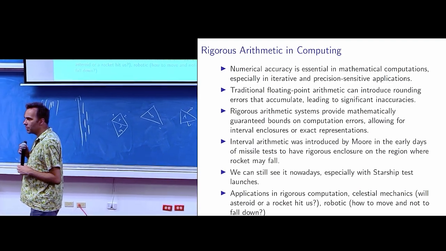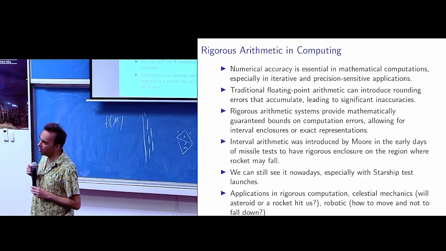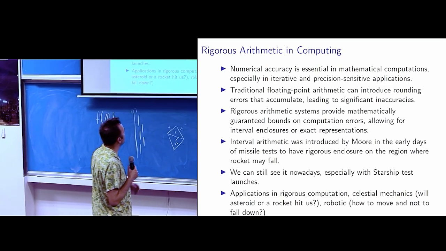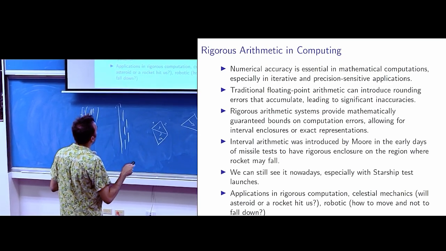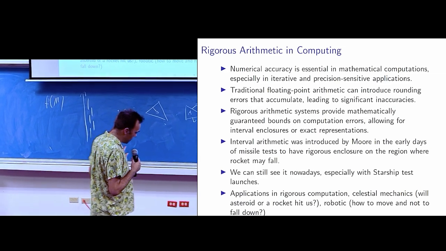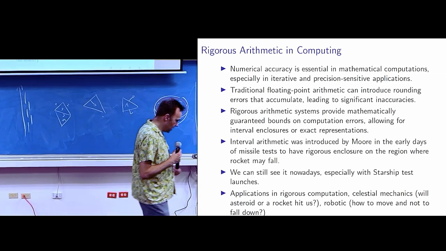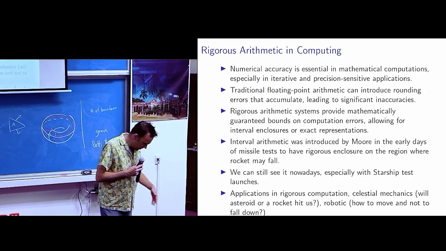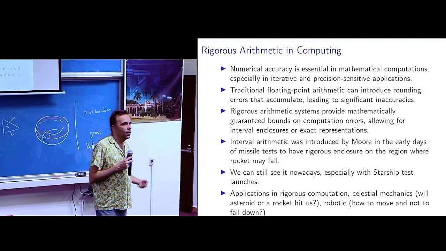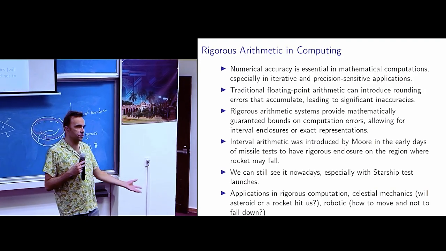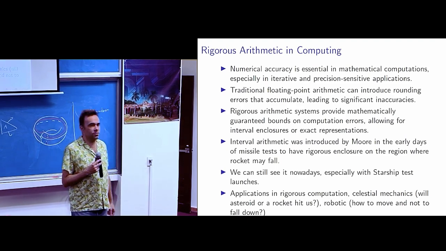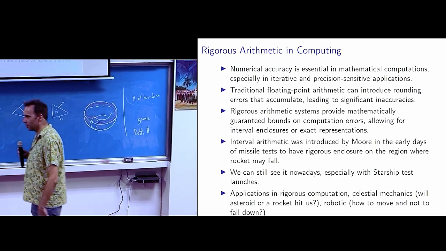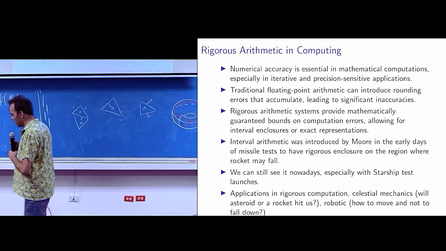And the idea I'm going to speak about, rigorous arithmetic, goes back to the early days of US missile tests, to the 70s, when they were trying to predict: if the rocket goes out of trajectory, can we provide a rough estimate of the region in which it can fall, so that if it falls, it will fall over there and not in some other region? So we just mark it as a restricted region. Nobody will be over there and nobody will be hurt.